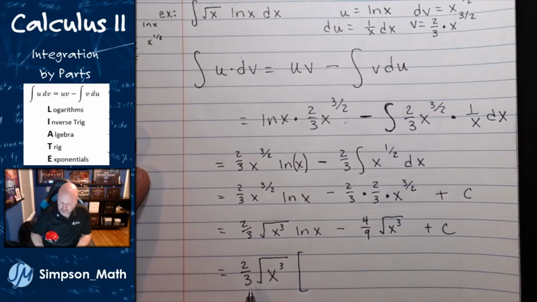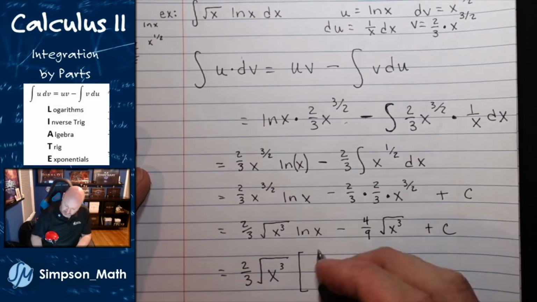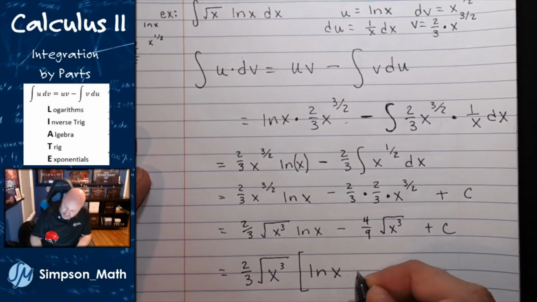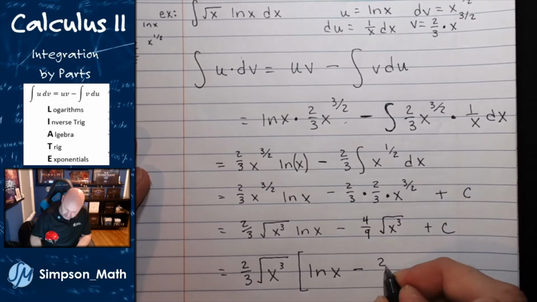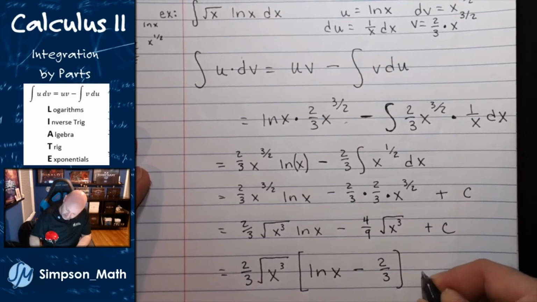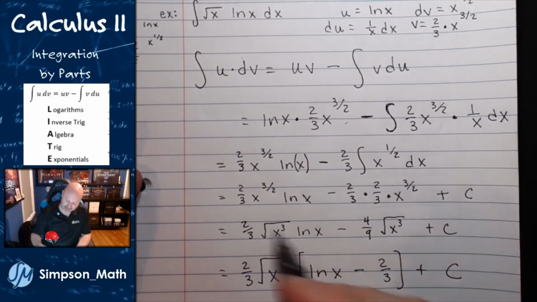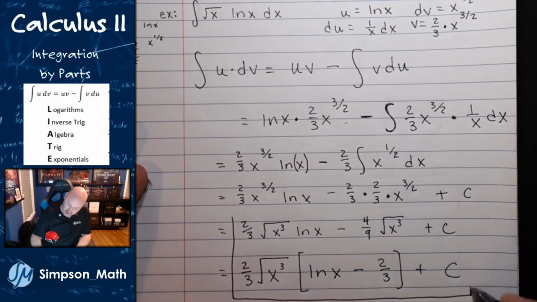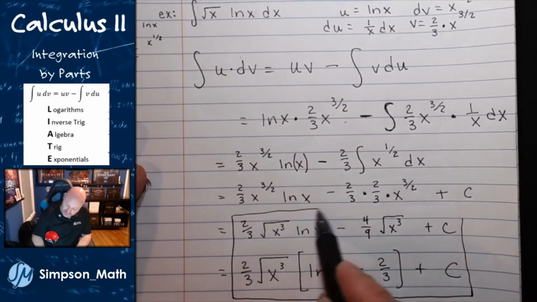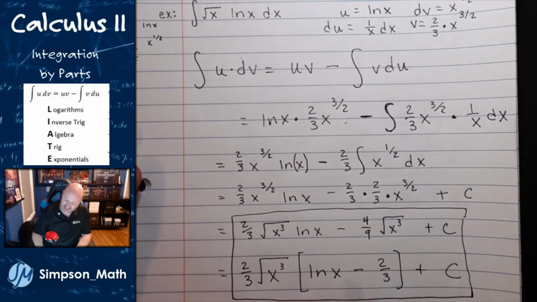If I factor out 2/3 square root of x cubed, that leaves me with the natural log of x minus 2/3. One of these sounds good. You could probably go even further and... nah, probably just stop there.